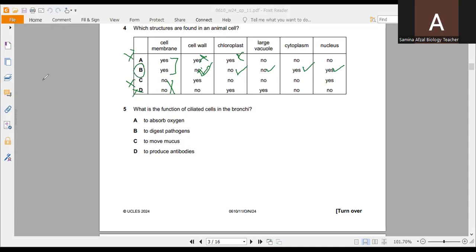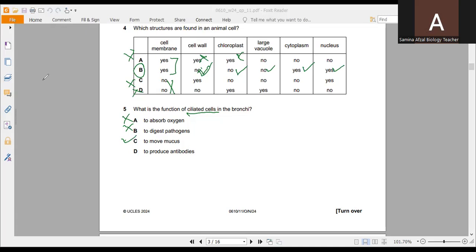Now question number 5. What is the function of ciliated cells in the bronchi? Bronchi and trachea all have ciliated cells, which move the mucus. To absorb oxygen, no, their function is not absorption, because oxygen is only absorbed through the capillaries. To digest pathogens, no, this is not the correct option. Digestion of pathogens is a process of phagocytosis. So to move mucus, yes, this is the correct option.